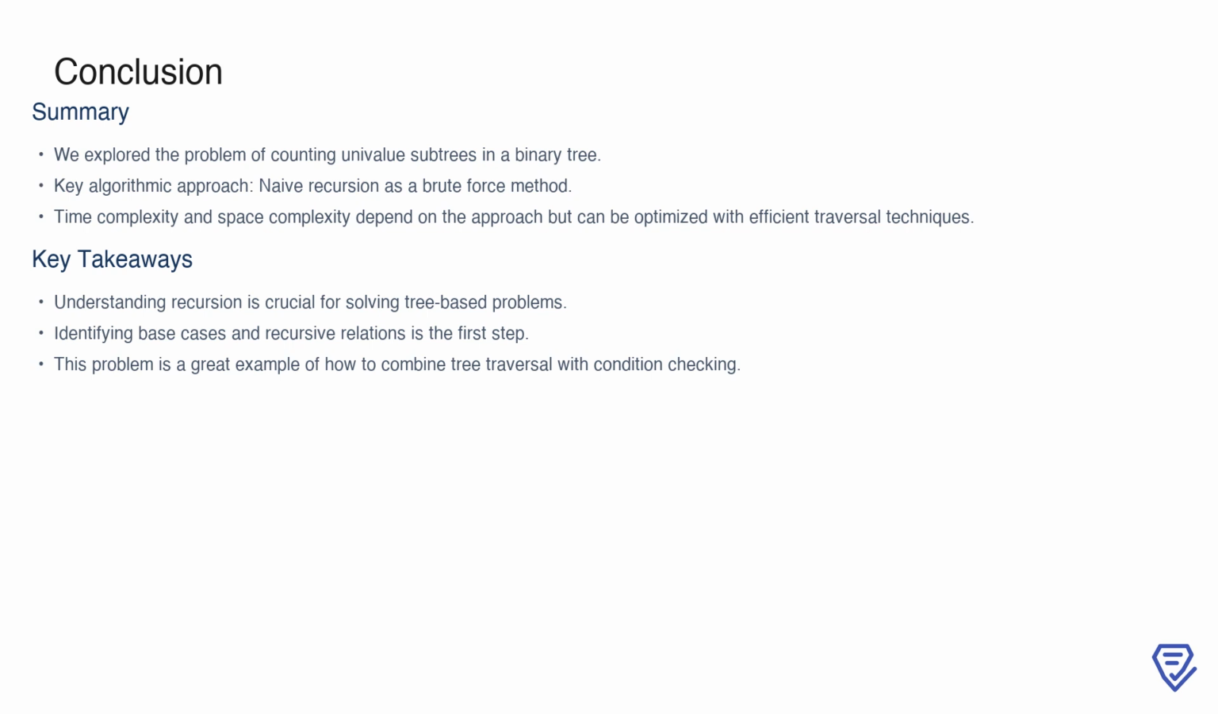Today, we tackled problem number 250, Count Univalue Subtrees, breaking it down into manageable steps. We discussed the naive recursion approach and highlighted the importance of recursion in tree-based problems. Remember to practice similar problems to strengthen your understanding.